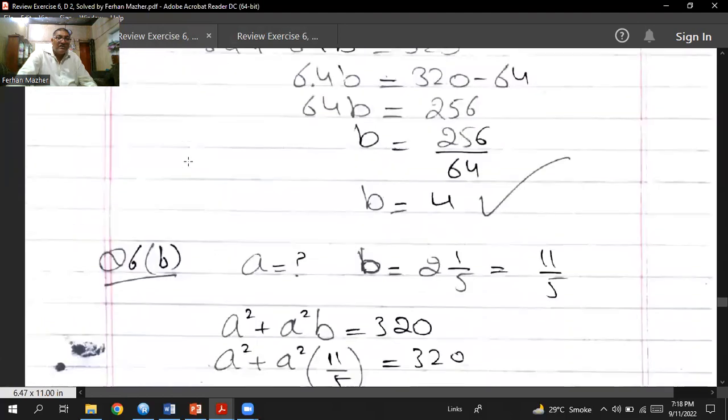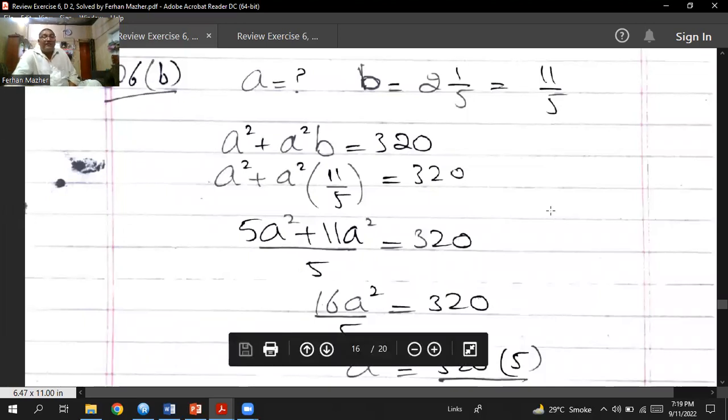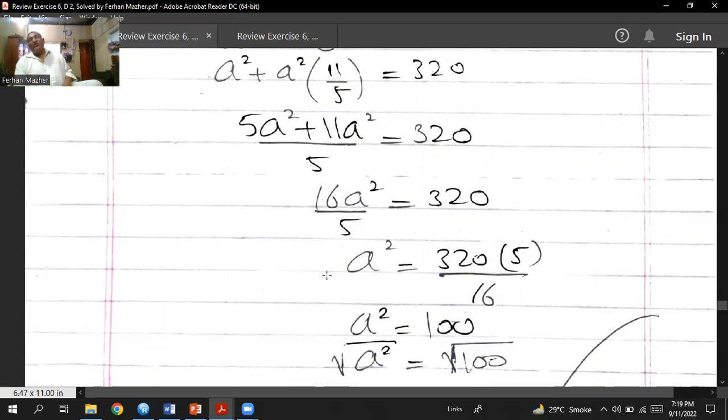In the place of b, I will enter 2 whole 1 by 5, which means 11 by 5. That equation was a square plus a square b equals 320. So a square plus a square into 11 by 5 is equal to 320. So I will take the LCM here. So you will have 5a square plus 11a square, and the whole thing divided by 5 is equal to 320. That 5 will go. You will have 16a square divided by 5 equals 320. So a square will be equal to 320 multiplied by 5 divided by 16. So you will have a square equals 100.